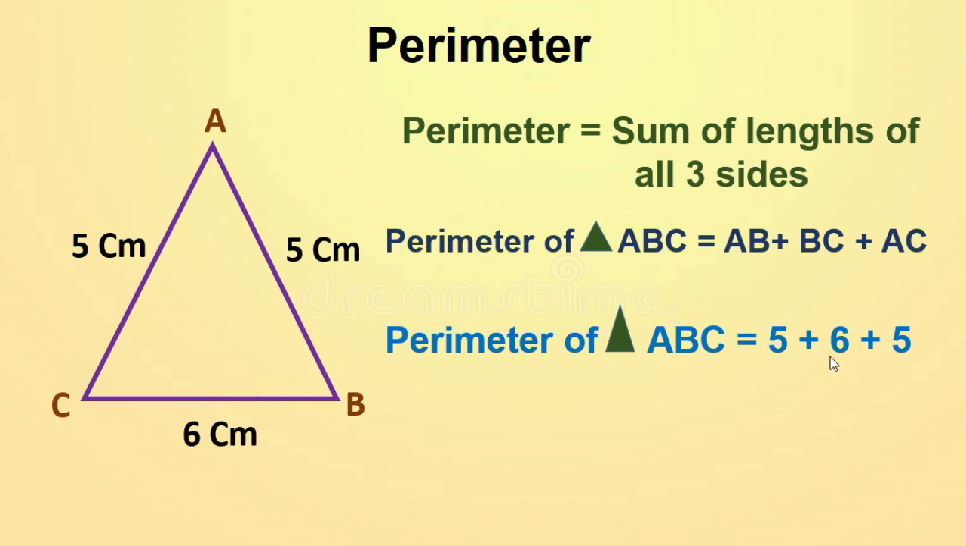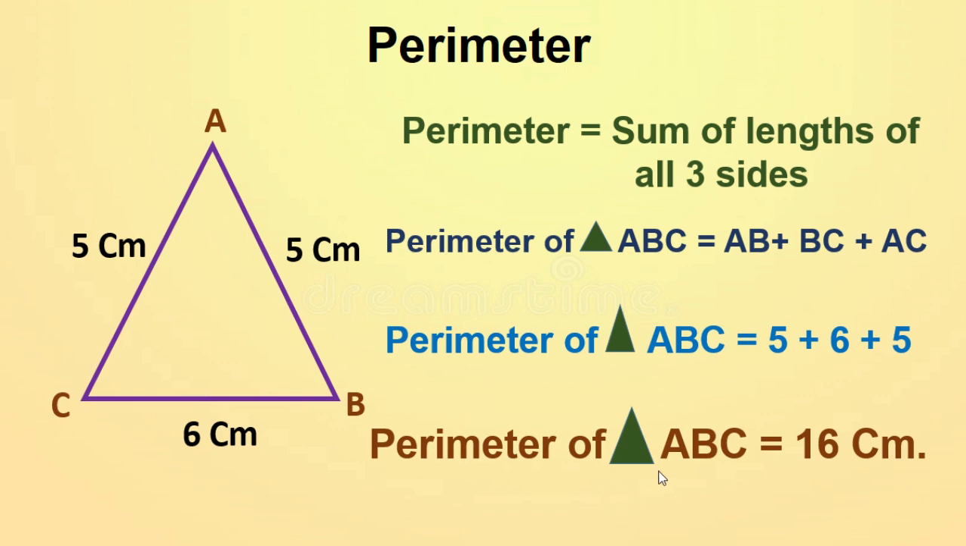What is the addition? 5 plus 5, 10, plus 6, that is nothing but 16. So perimeter of triangle ABC is equal to 16 centimeter. See dear children, here I have written centimeter because here it is centimeter, centimeter, centimeter. Isn't it? The unit you have to keep the same. Okay.